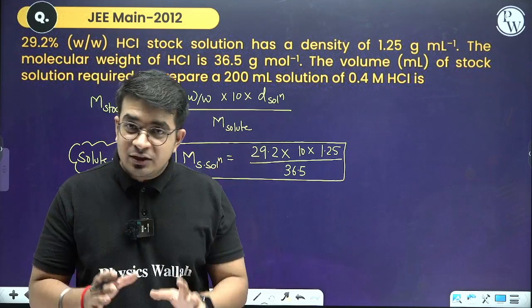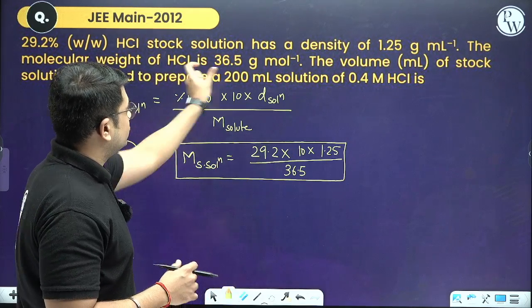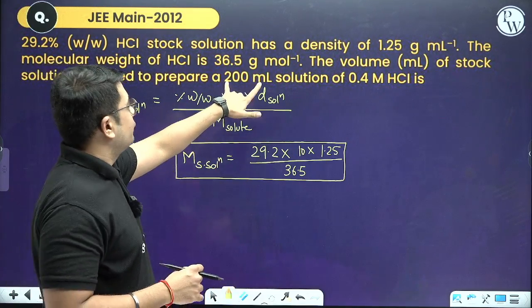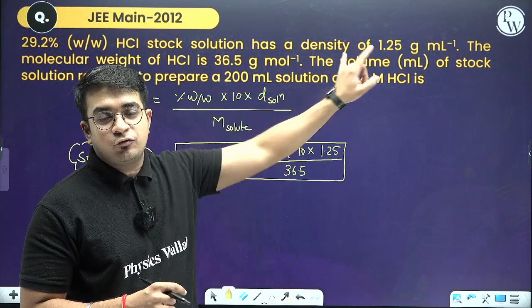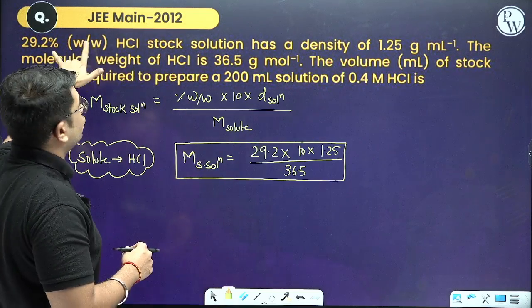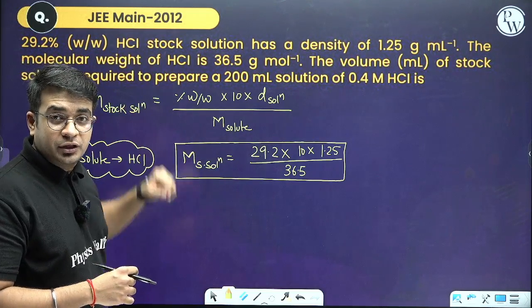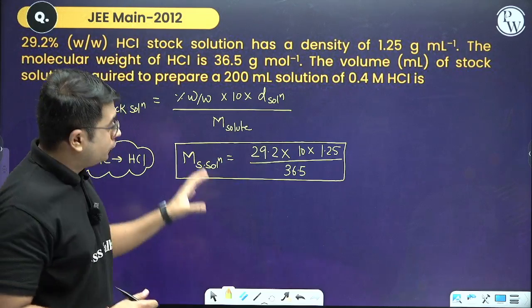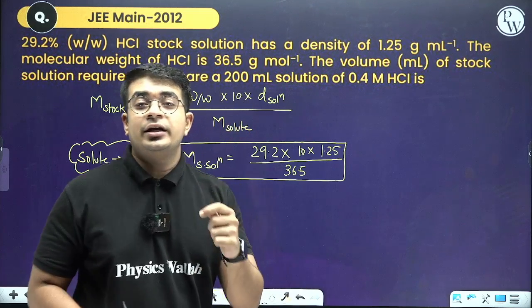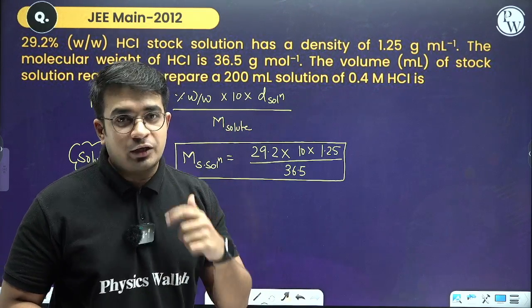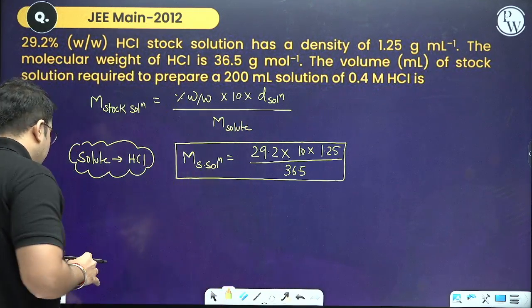That is the concept we are using here, because in the final case everything is given. We have a 200 ml solution, we have 0.4 molar HCl, and we have to make this from the stock solution, which is highly concentrated. For that, we need to use another concept, which is the molarity of mixing or molarity of dilution. So first of all, we are going to deal with that part.